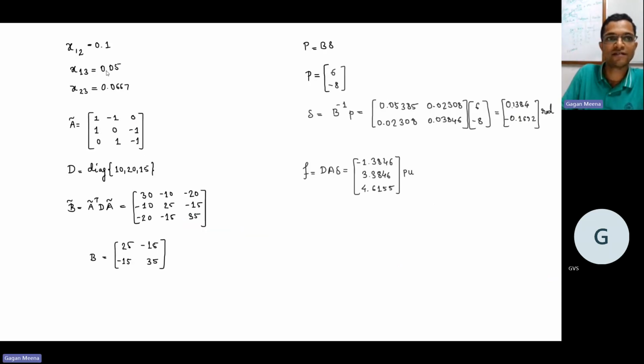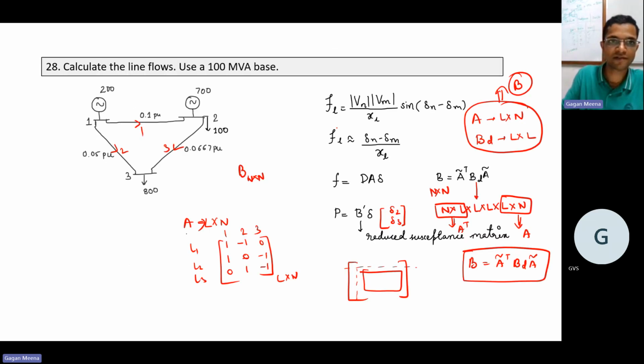The same thing is done here. We have x12, x13 and x23, and we calculate the incidence matrix. D is the diagonal matrix, and B is A transpose D into A. The reduced susceptance matrix is obtained by removing the first row and first column. And now delta will simply be B inverse into P, where everything is in per unit.